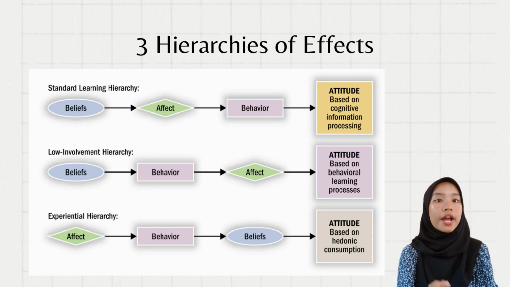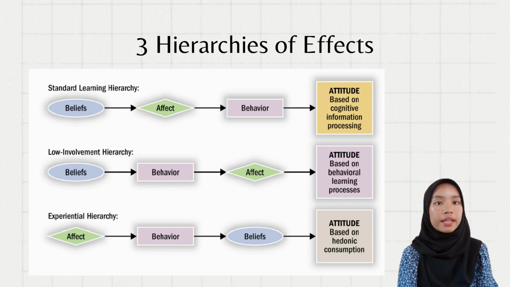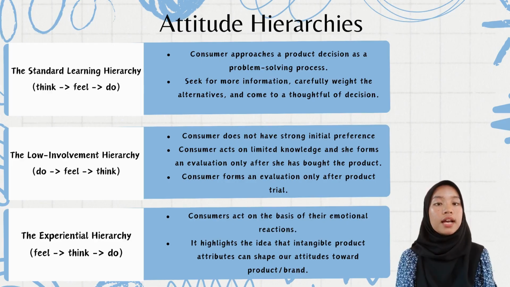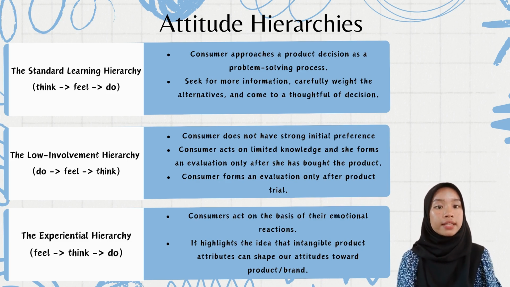Furthermore, there are 3 hierarchies of effects. Firstly, standard learning hierarchy. Secondly, low involvement hierarchy. And lastly, experiential hierarchy, based on the table. Now I am going to explain the attitude hierarchies. So firstly, the standard learning hierarchy. In this hierarchy, the consumer approaches product decision as a problem-solving process. They would seek more information, carefully look at the alternatives, and come to a thoughtful decision after looking at the alternatives. The second hierarchy is the low involvement hierarchy.